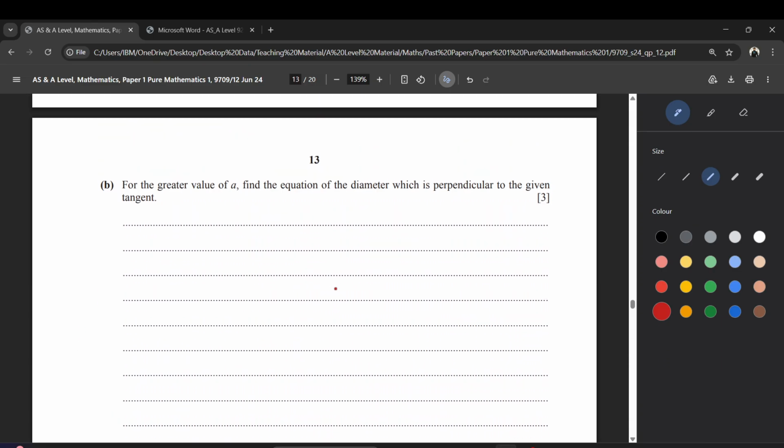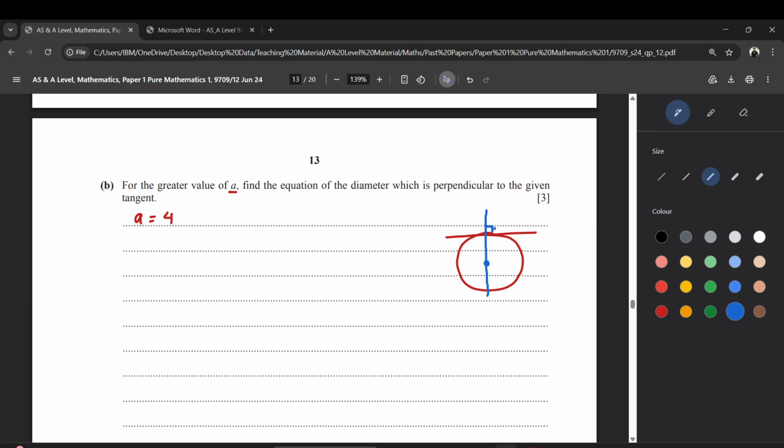Okay, the second part is, for the greater value of a, find the equation of the diameter which is perpendicular to the given tangent. Okay, for the greater value of a means that for a equals to 4. Okay, that's what we know. Find the equation of the diameter which is perpendicular to the given tangent. Okay, so if we have a tangent, something like this, then your diameter is going to be perpendicular. So that means it passes through the center, and it's going to be perpendicular to the tangent.